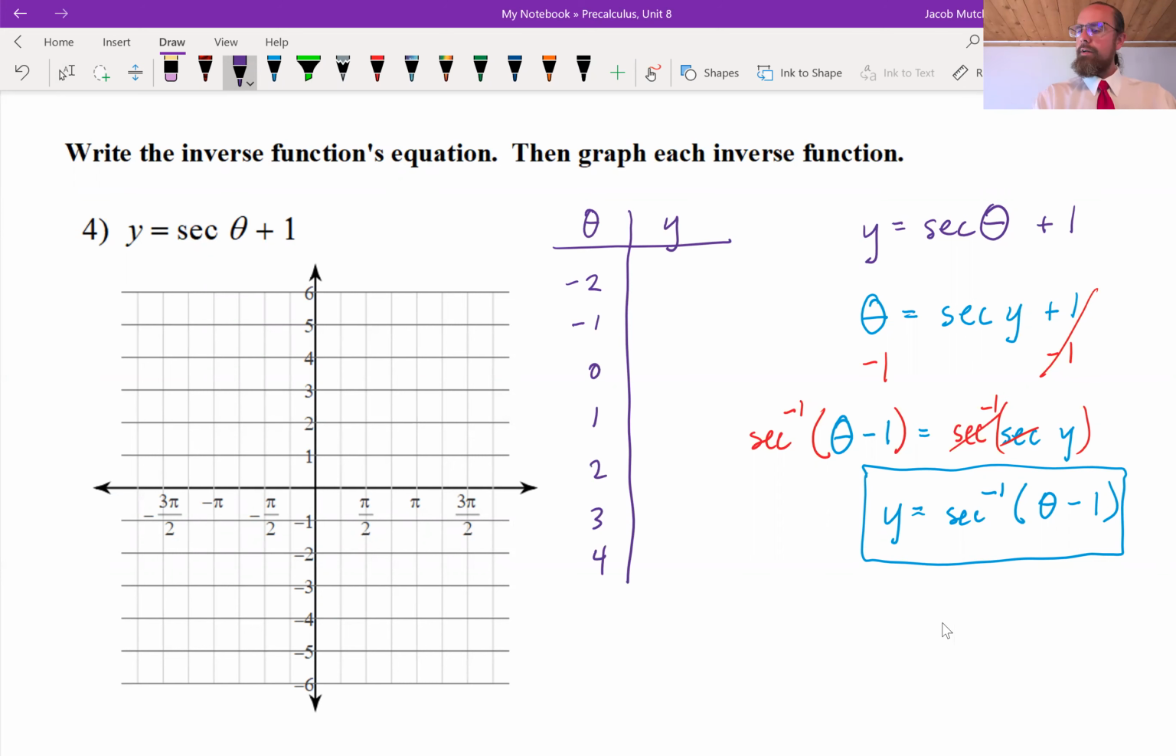And our y values were 1.91, 2.09, 3.14, or pi. 1 itself was undefined. So remember, we had that gap in the middle of the inverse function. 2 was at 0. 3 was at 1.05 and 4 was at 1.23.